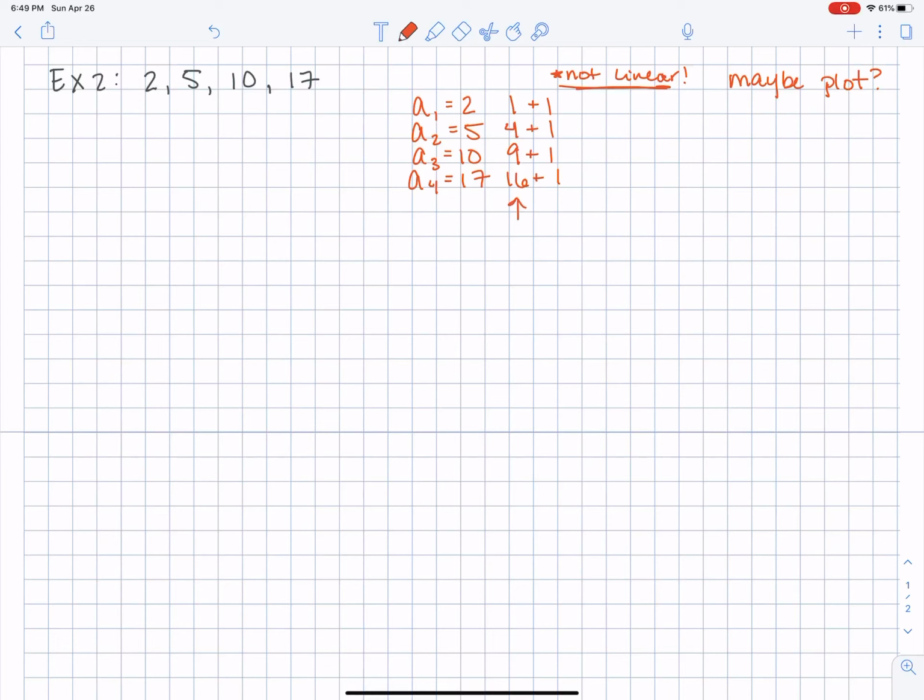And now that we know a lot about those numbers, we can write ourselves a rule. From this, we can state that we are going to square whatever our term is, and then add 1 to that result. And this simply is my answer right here. That's my rule for this sequence.